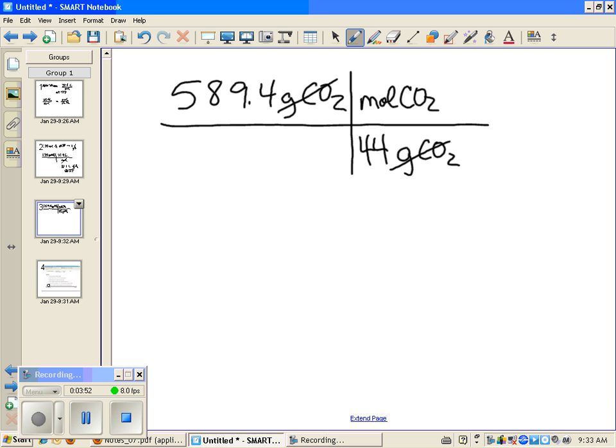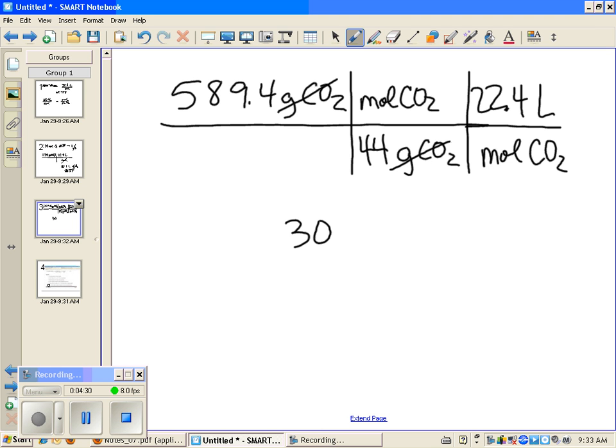Okay, now I have moles, but the problem told me it wanted it in liters, right? So I'm now going to change my moles of carbon dioxide to liters of carbon dioxide by using 22.4 liters at standard temperature and pressure. Now mathematically I'm going to take everything on top and multiply it together. So 589.4 times 22.4 equals a big number, divide that by 44, and that gives me 301, and because I can keep 4 significant digits, I'm going to leave it that way. And that's liters of CO2.